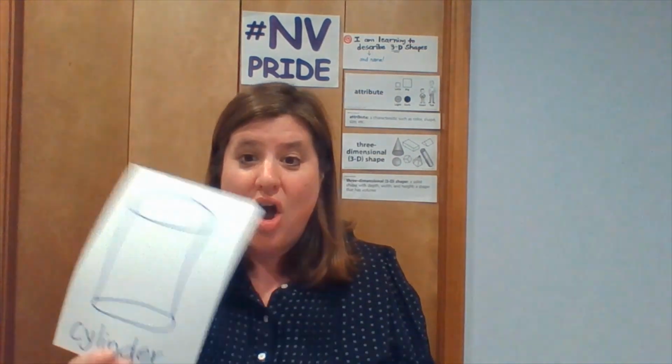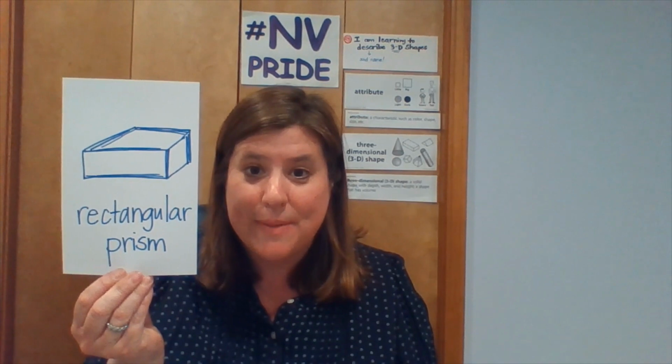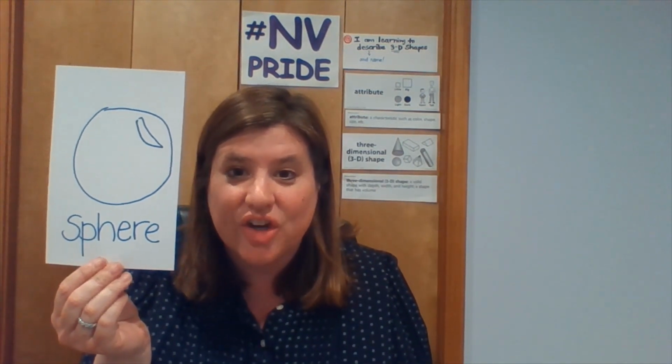Some of the very popular shapes that you might see around your house are what we're going to talk about today. I'm going to show you a picture of them, and then your job is to see if you can find some. There are cylinders. Another 3D shape is a rectangular prism. A cube. And finally, there is a sphere.